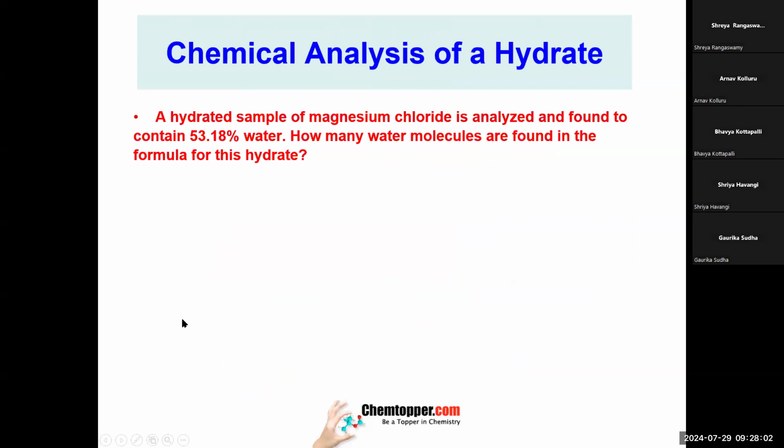Now there is another topic. We call it hydrates. These salts, many salts, like magnesium chloride. Can you give me the formula of magnesium chloride? Look at the periodic table. Check what is the charge on magnesium and what is the charge on chlorine. How many electrons can magnesium lose or gain?